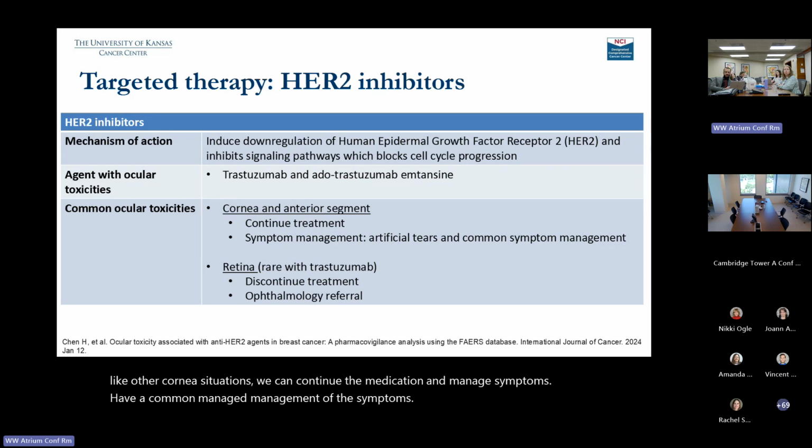Another compartment which can be affected is the retina. It is rare, but if it happens with trastuzumab, we may see macular edema, macular ischemia, and even retinal detachment. These situations can be serious, and vision loss can happen. So if we see that the retina is getting affected, we need to discontinue the medication, and referral to a specialist needs to be done.